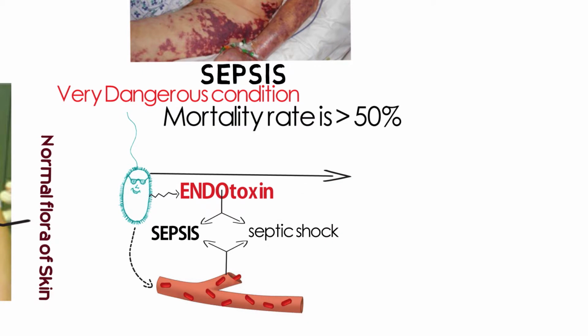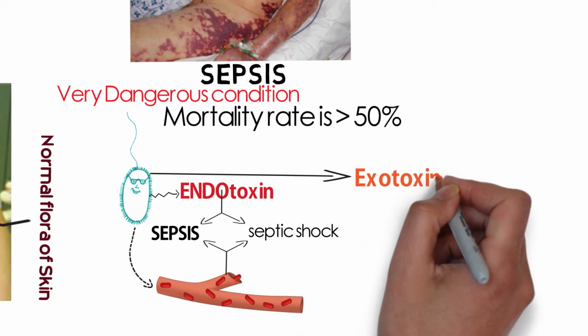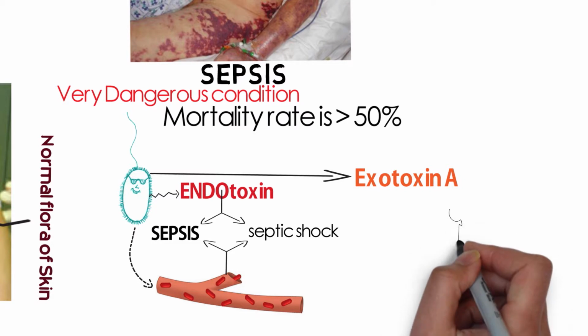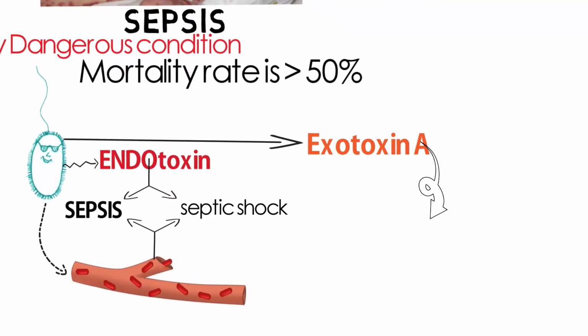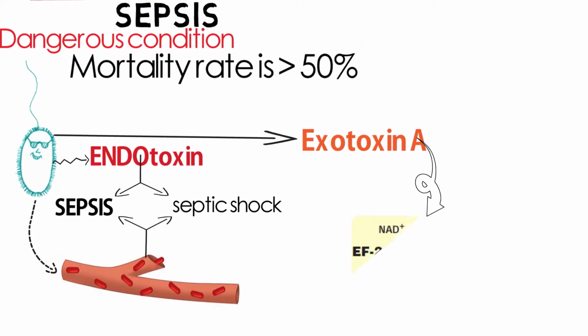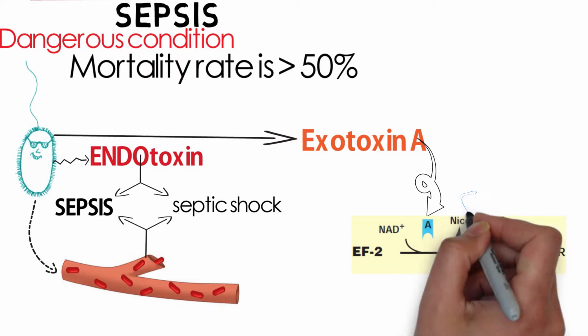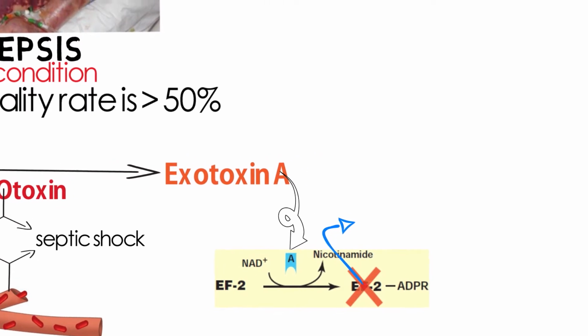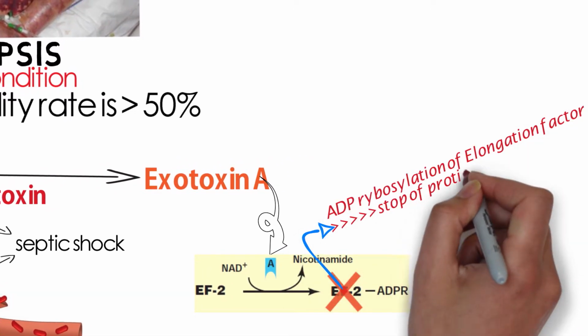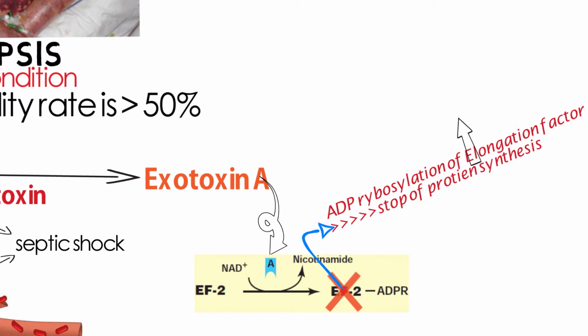Pseudomonas also has exotoxin, and most important is exotoxin A, that acts like the diphtheria toxin, and it would lead to the ADP ribosylation of EF2 factor, and it would lead to ultimately the inhibition of the protein synthesis, and the inhibition of the protein synthesis would lead to the tissue necrosis.